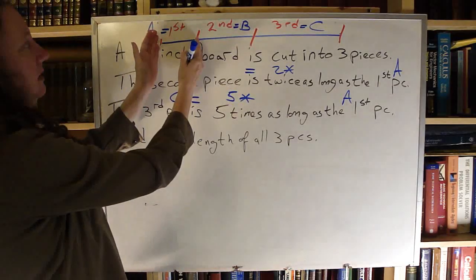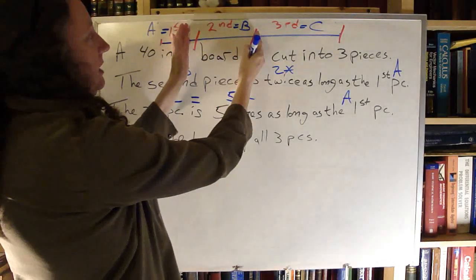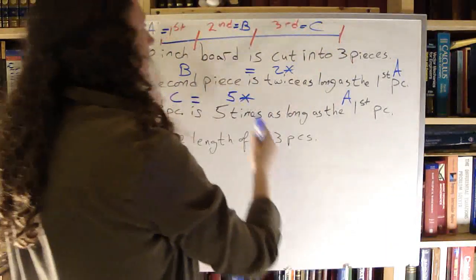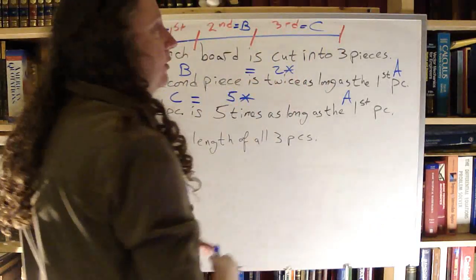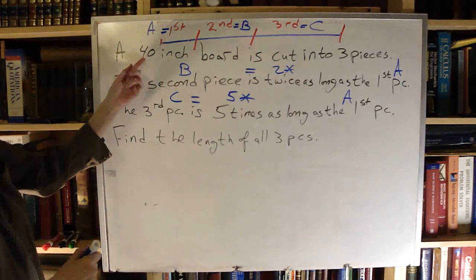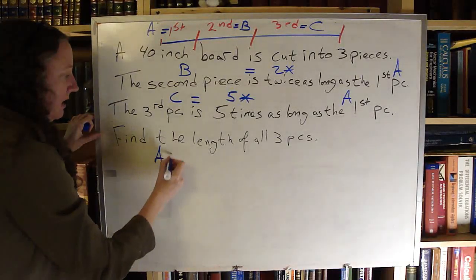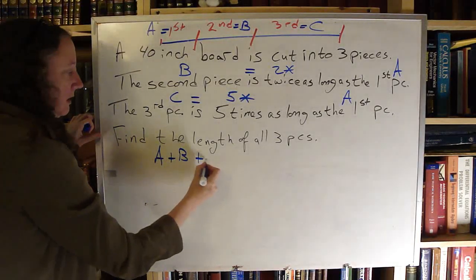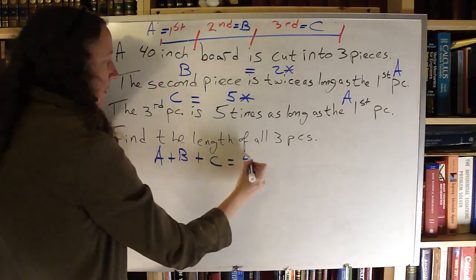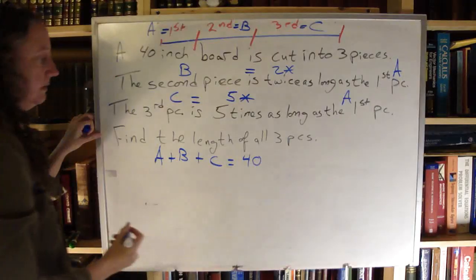So I have A, plus I have B, plus I have C. If we add all 3 together, we will have that 40 inches there. So I'm going to write that down. A plus B plus C is 40 inches.